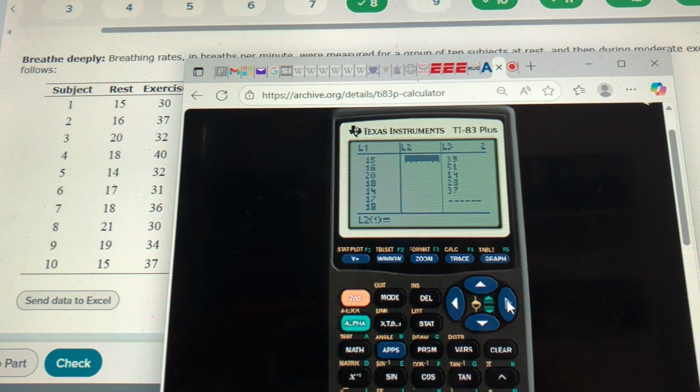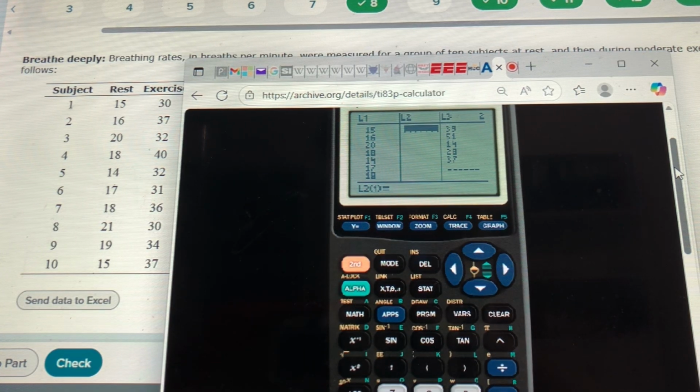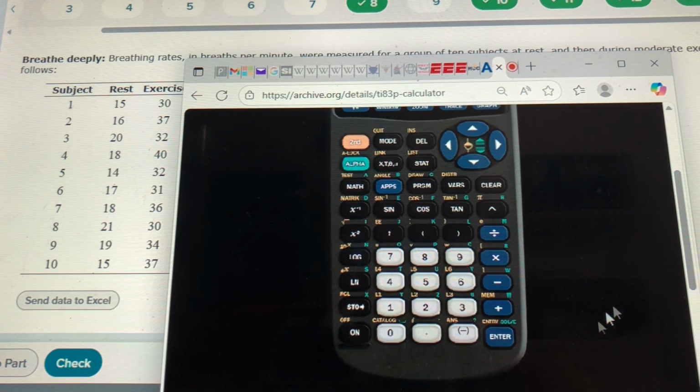So now the exercise numbers seem to be a lot bigger than the resting numbers, which makes sense. If you're resting, you don't breathe very much. As soon as you start exercising, you breathe more. So it clearly seems that the second number should be bigger than the first numbers. So when you subtract them, you'll be getting negatives. 15 minus 30 is negative 15, and 16 minus 37 is negative 21. So now I'm guessing that the confidence interval will be all negatives probably, or significantly negatives.